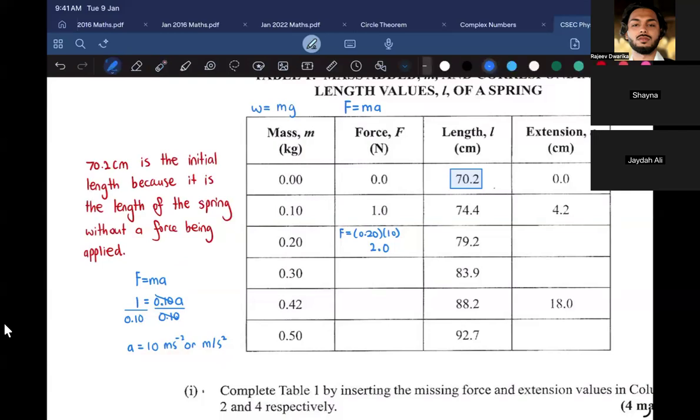So how would I find the force as a result of the 0.30 kg mass here? I would multiply the mass times the acceleration. So what's the mass here? 0.30. Right? And what did we find the acceleration due to gravity to be? 10. Right? What is 0.30 times 10?